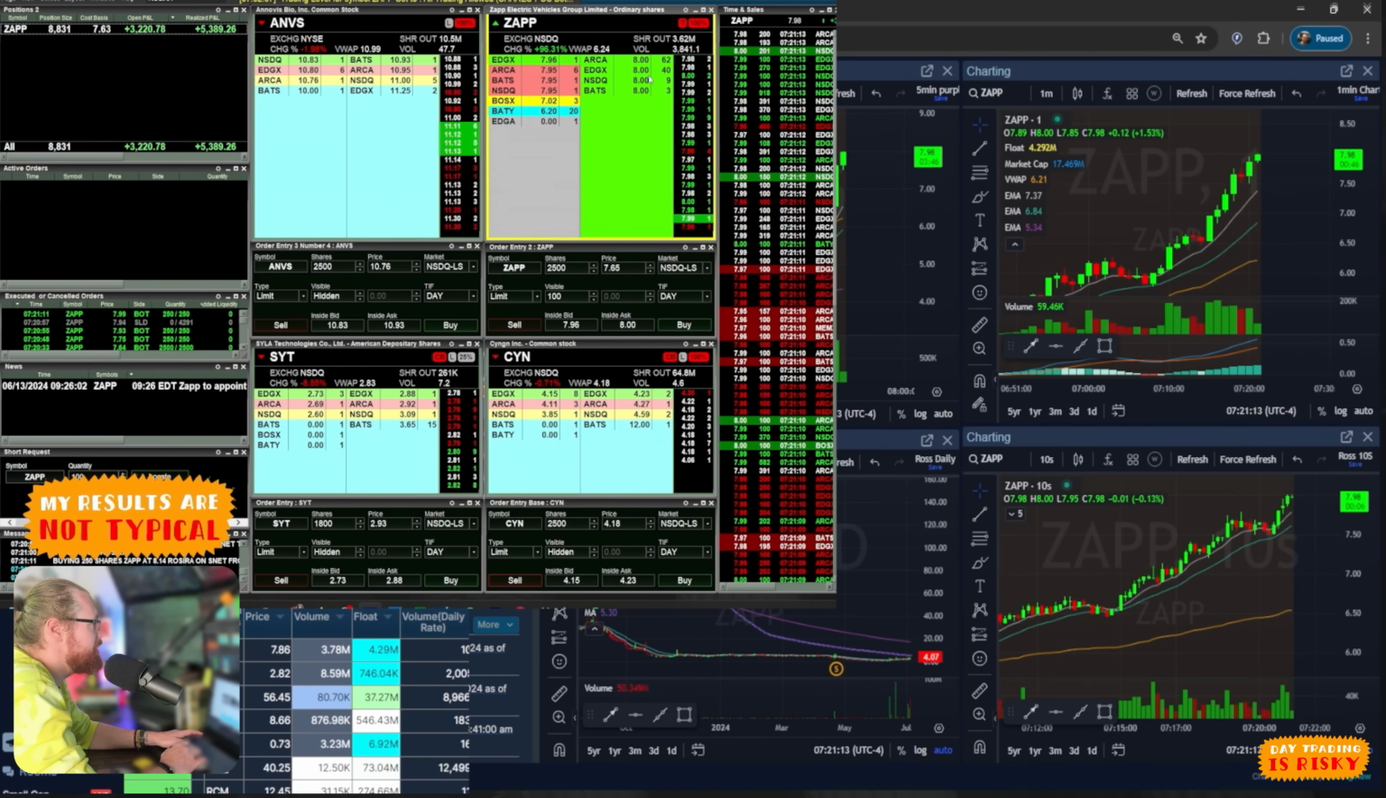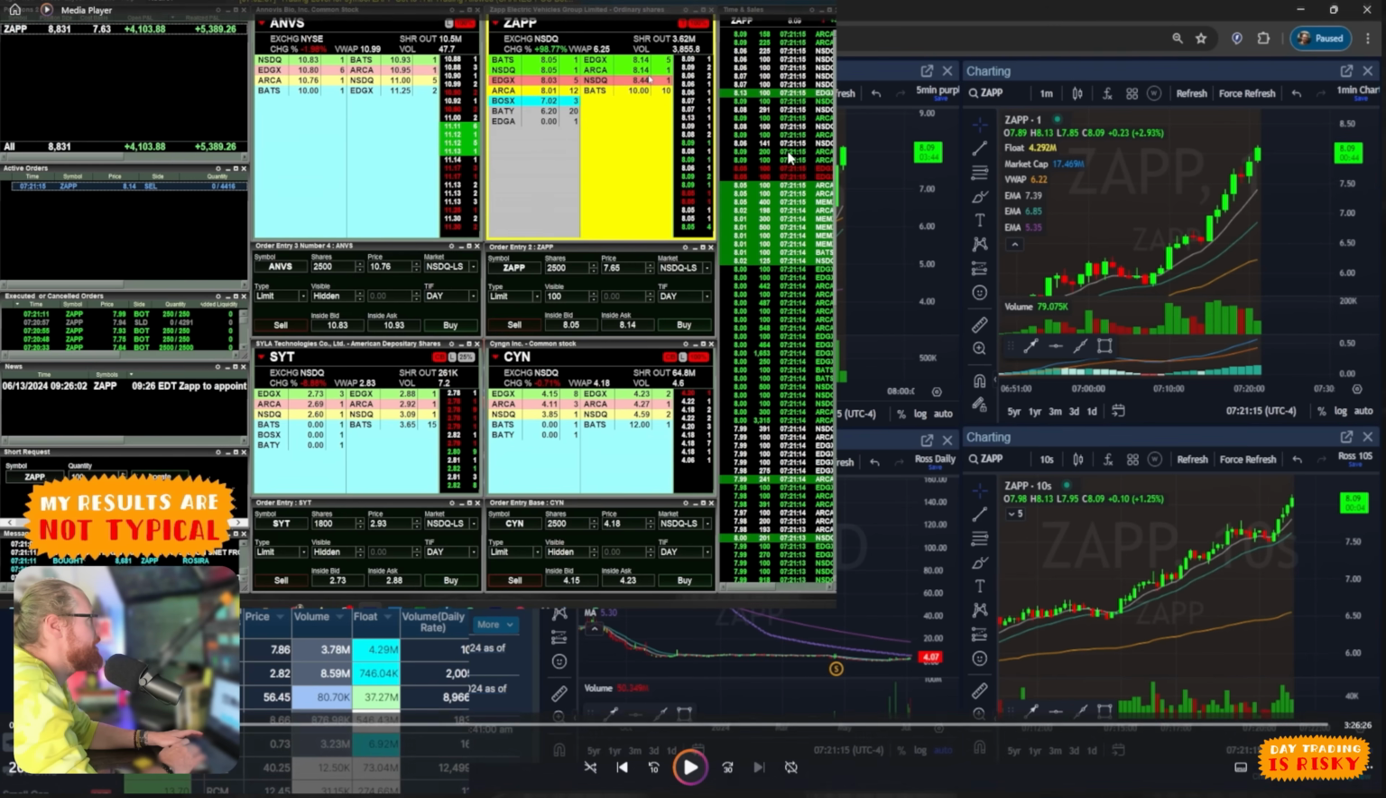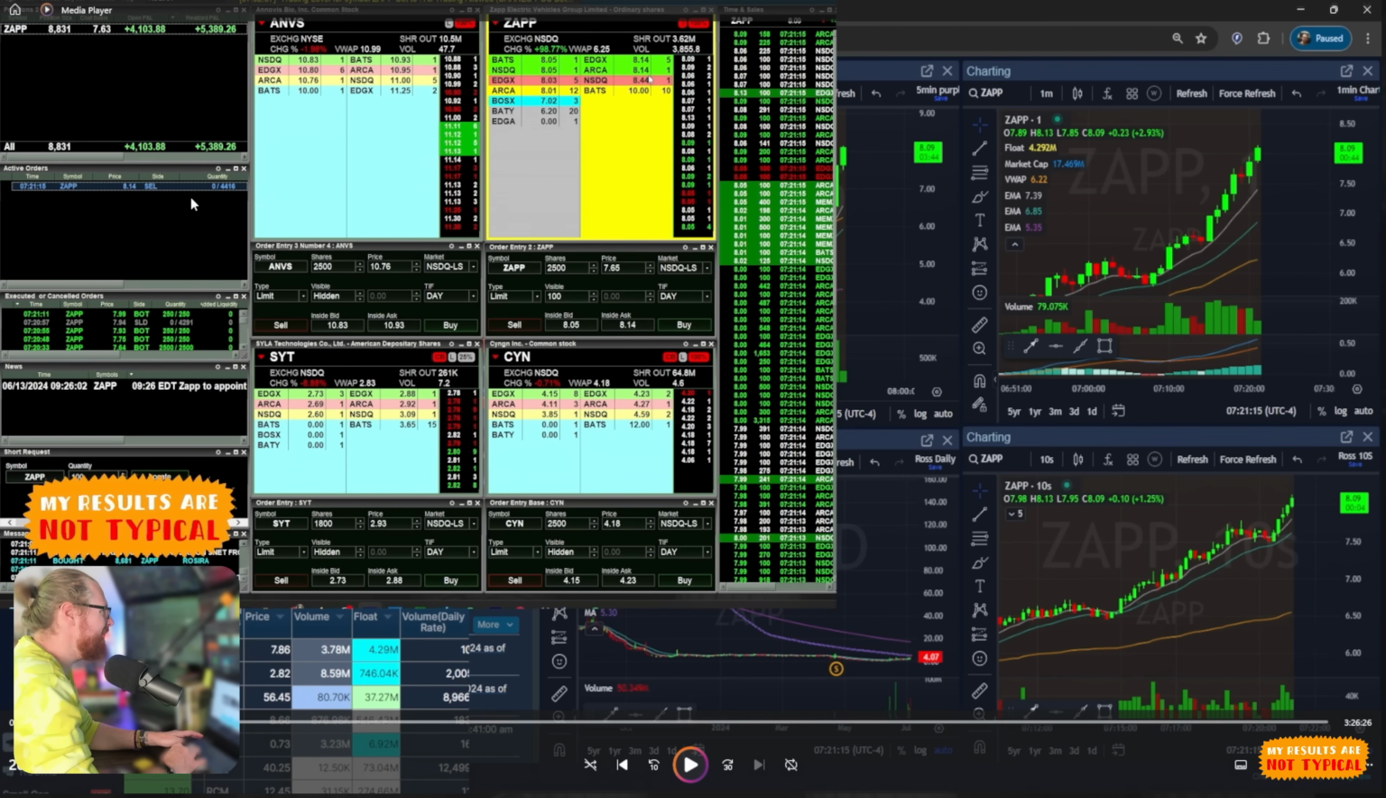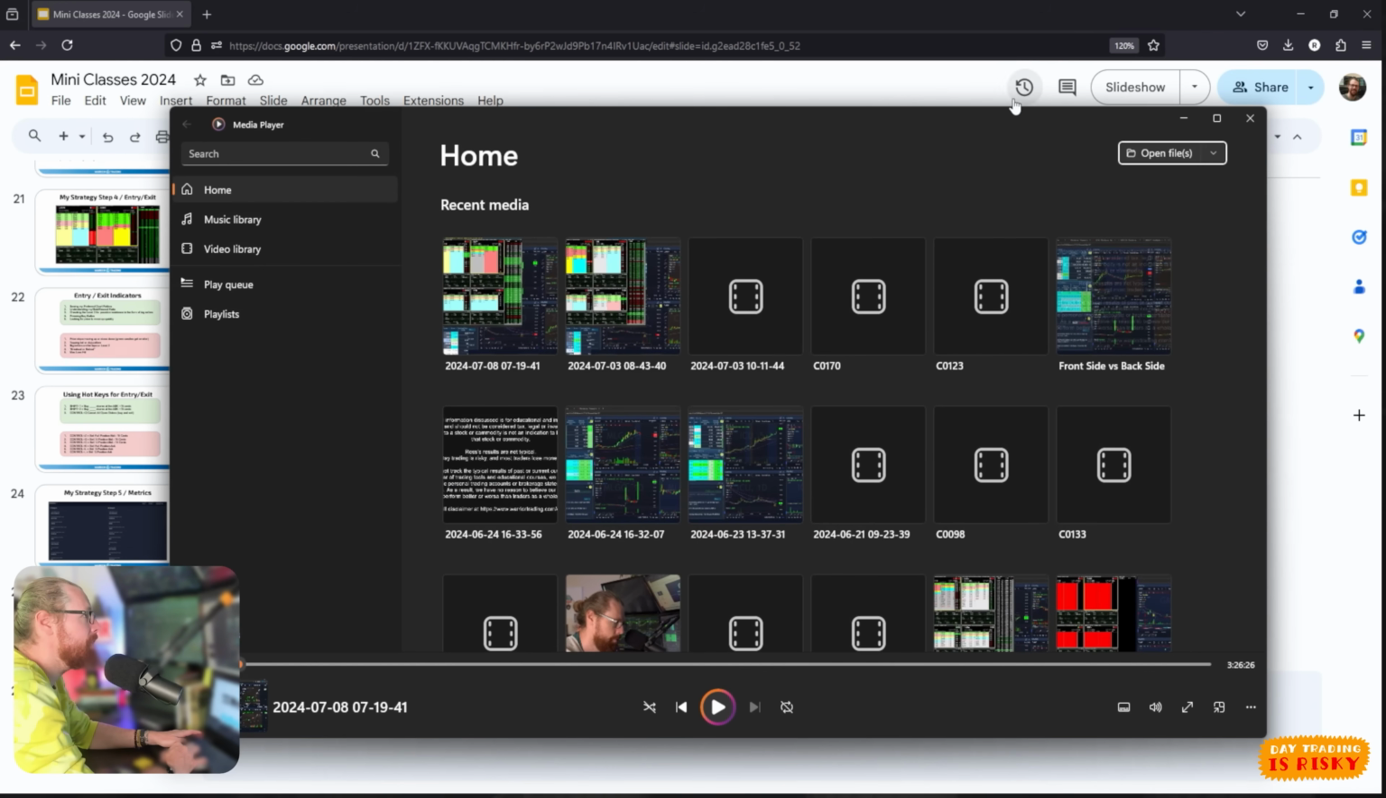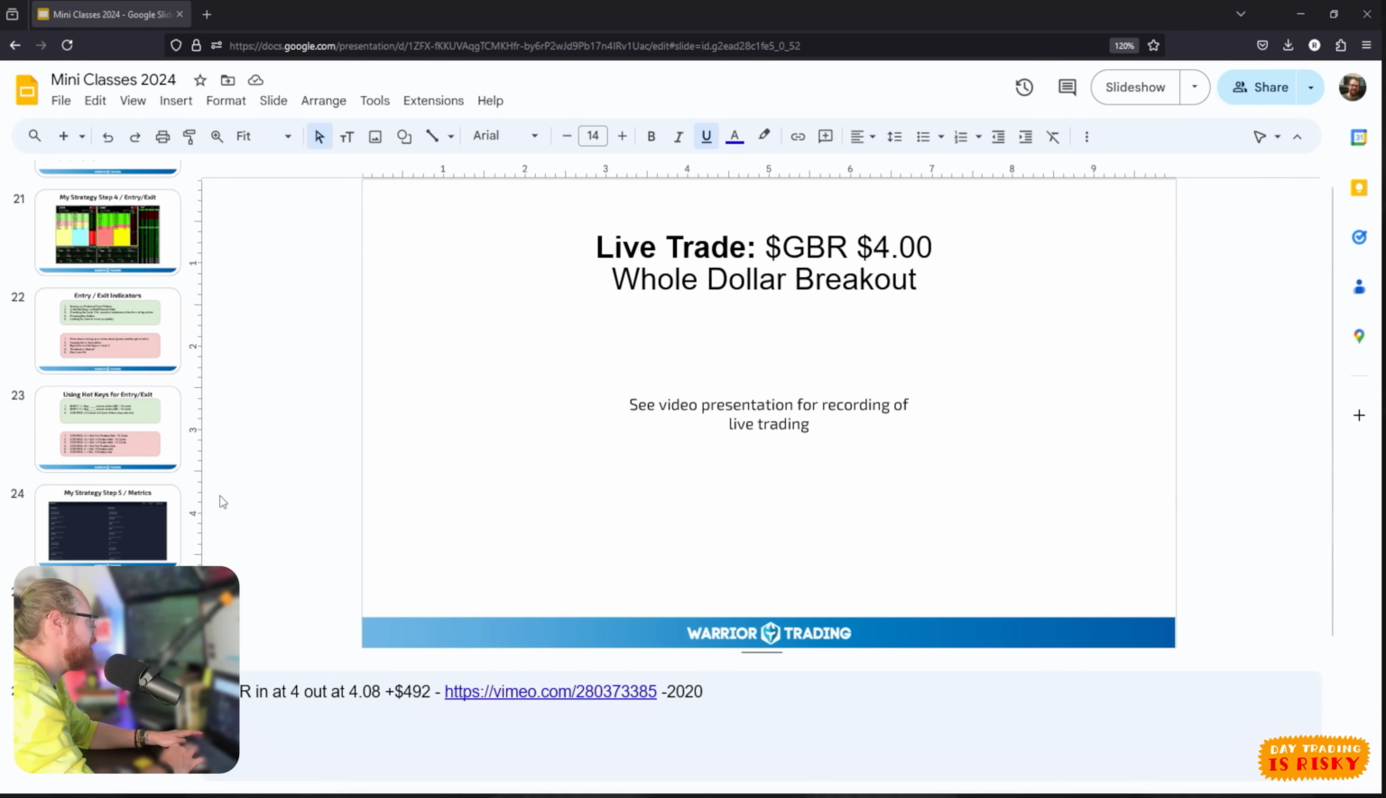Okay, this is a great profit to loss ratio. Right there, boom, that's a $4,000 winner, and I'm taking some profit on the offer at 8.14. Now, how am I moving in and out this fast? I'm using hotkeys. That's one of the tools that you need to be able to use. We'll talk about that in a second.